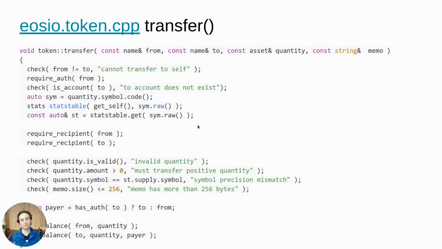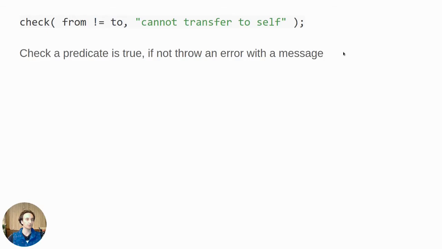Don't worry if that's a bit confusing. We're going to go through it a bit more. So this here is the transfer function. We're going to walk through this now. It takes a name, the from address. It takes a name, who we're sending the asset to. It takes the asset and the quantity. So remember, this asset has 3 parts. It has the symbol, it has the precision, and it has the amount. And an optional memo that you can send with any transfer. It's not a big part of what's going on.